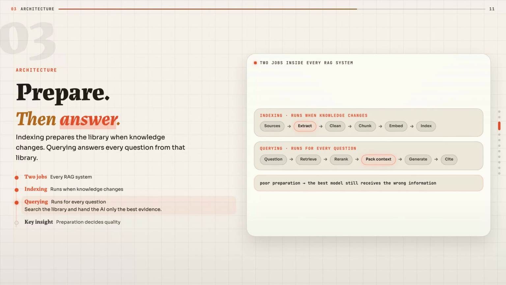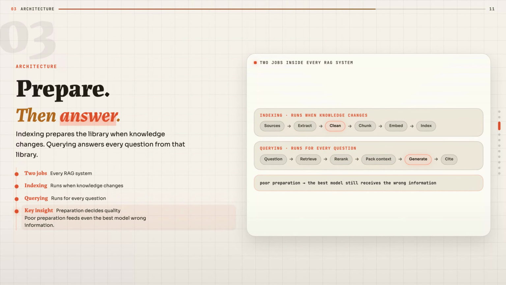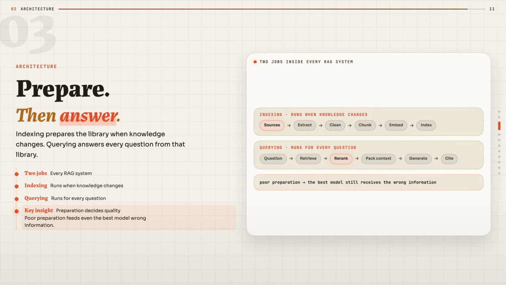Here is the key insight. If the preparation is poor, even the best AI model will receive the wrong information. LangChain gives all of these components common interfaces, but it cannot recover information that was lost during preparation.